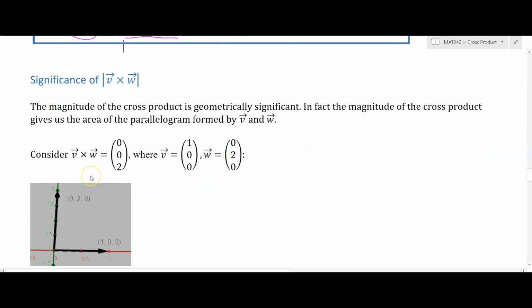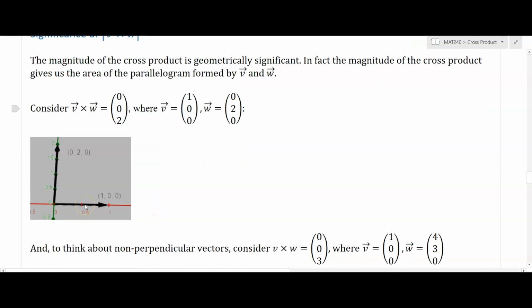Now it turns out that the cross product actually has some significance when it comes to the magnitude of v cross w. We'll make this claim and we'll provide some intuition here. The magnitude of the cross product is geometrically significant. In fact, the magnitude of the cross product gives us the area of the parallelogram formed by v and w. That seems like kind of a weird thing to do.